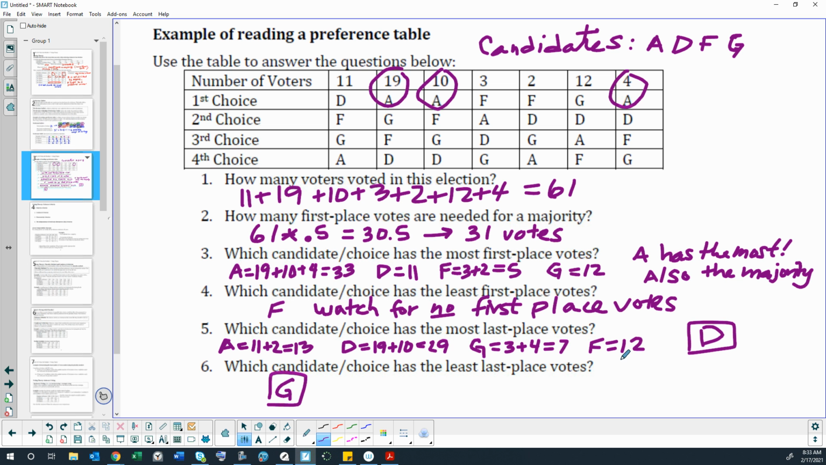So every single one of our candidates fit in one of those categories. So A has the most first place, F has the least first place, D has the most last place, and G has the least last place. Who would you call the winner?